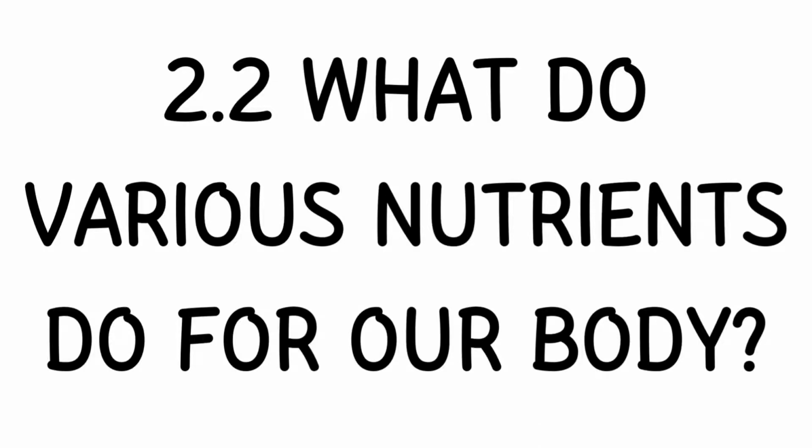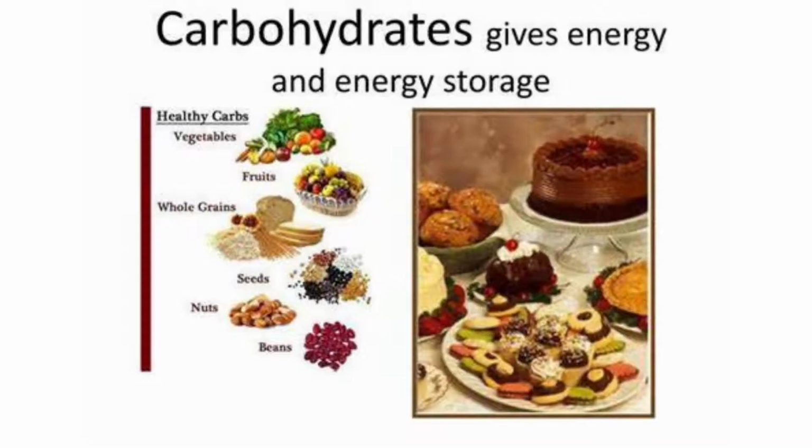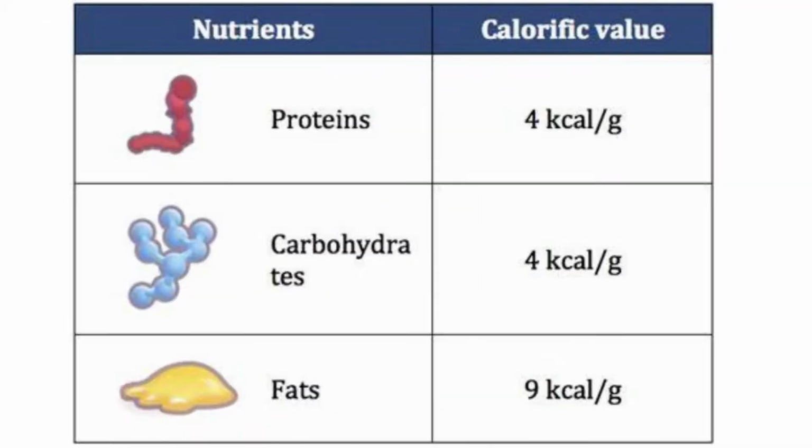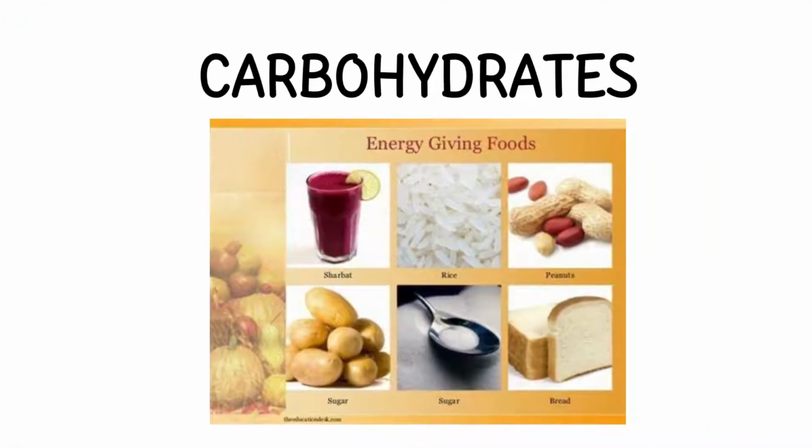What do various nutrients do for our body? Carbohydrates mainly provide energy to our body. Fats also give us energy. In fact, fats give much more energy as compared to the same amount of carbohydrates. Foods containing fats and carbohydrates are also called energy-giving foods.